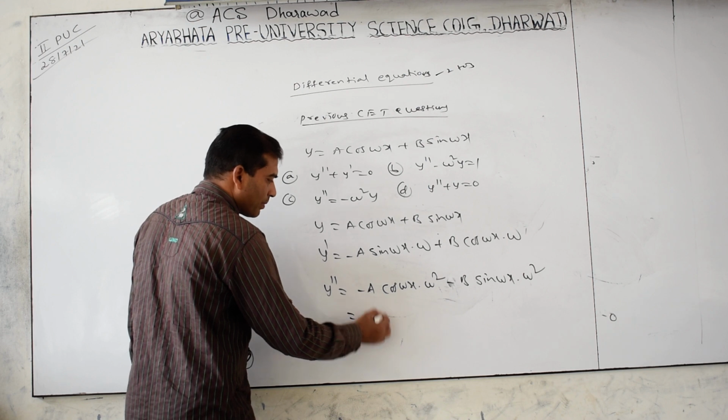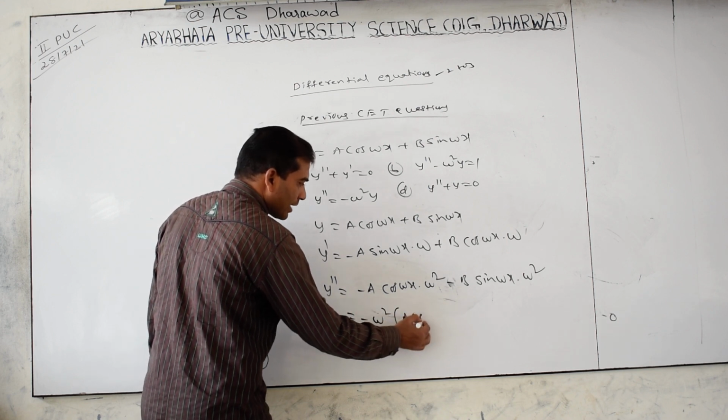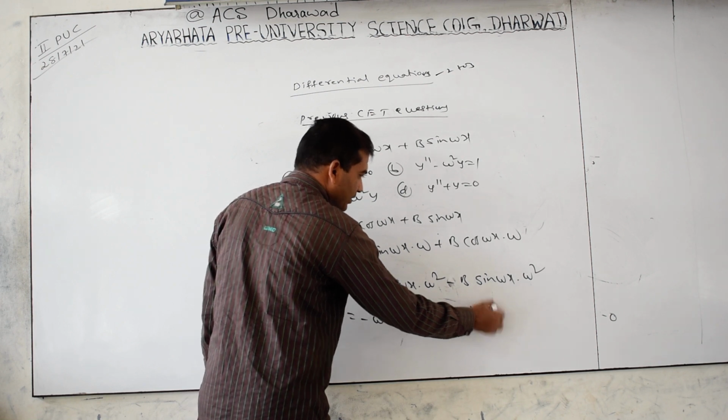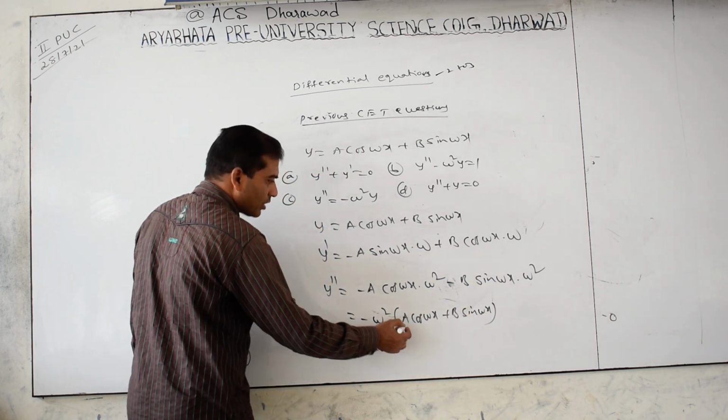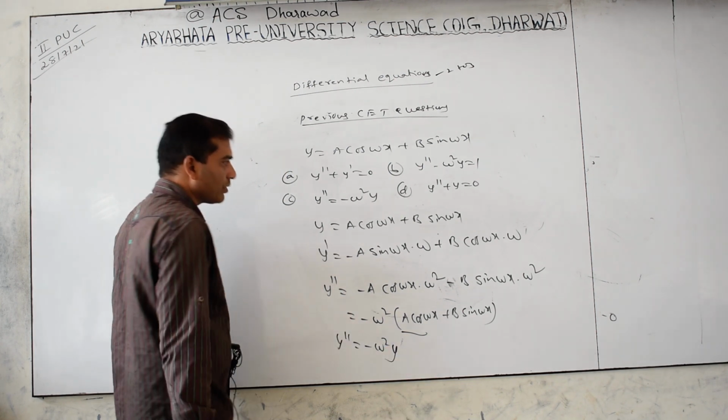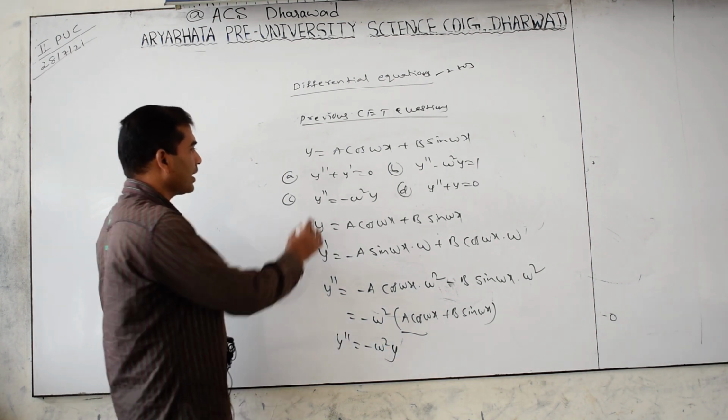So take minus omega square common, a cos omega x plus b sin omega x. So minus omega square, which is equal to y. So y double dash equal to minus omega square y. This is the right option.